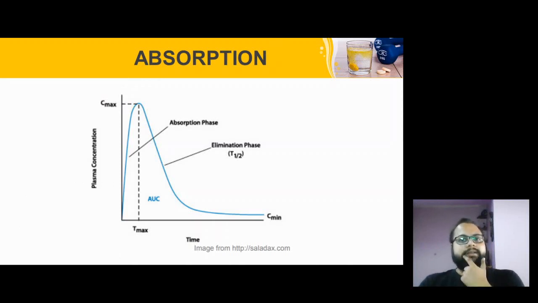So this is one which you must have seen in the last session, but this is your AUC, or the area under the curve. This is where the absorption phase is. This is actually the place where the absorption of the drug takes place. This is your maximum concentration, the maximum point where your concentration of the drug is. Here is nothing but your Tmax, or the time max. And then finally comes the elimination phase. This is where the elimination of the drug starts happening, till the concentration is minimal.